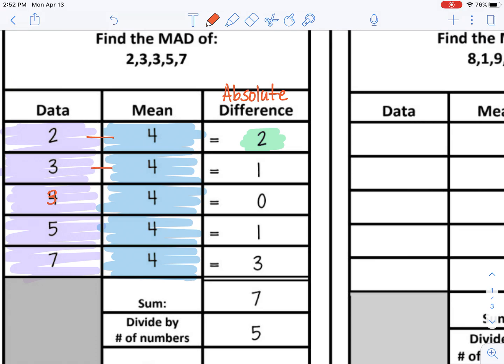3 minus 4 is technically negative 1, but we're going to leave the absolute value, so it's a positive 1. Here's where this gets a little different because of this typo. 3 minus 4 is negative 1, but we're going to change it to a positive 1. 5 minus 4 is positive 1, so we didn't even have to take its absolute. And 7 minus 4 is positive 3. So this is going to change down at the bottom, but that's okay.